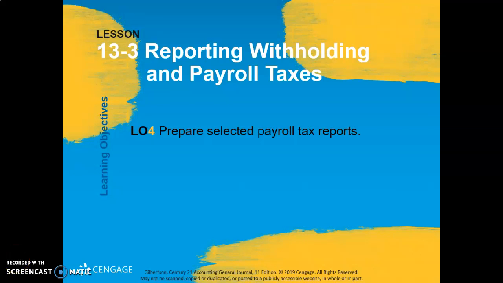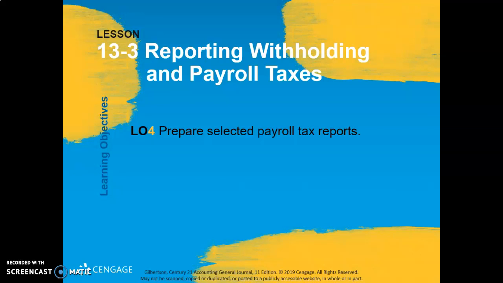So lesson 13-3 on reporting the withholding and payroll taxes. In section 1, we recorded just the payroll related to paying employees. We debited salary expense, credited lots of liabilities for Social Security, Medicare, employee federal income tax, and other things, and credited cash for the net pay. So that was recording our costs as an employer of having employees, as well as all the liabilities because the employees were paying all those withholding taxes.